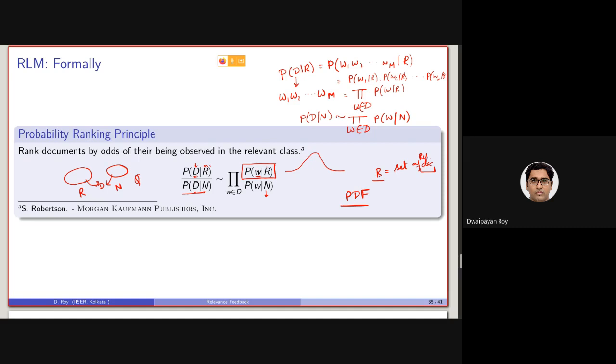So here again the R will be the set of words, although we are considering it as a set of relevant documents. Here we are considering R as the set of words present in this set of relevant documents. This is very vital to understand. Although R is a set of relevant documents, here, considering this PDF as a single PDF, R is a set of words from this set of relevant documents.